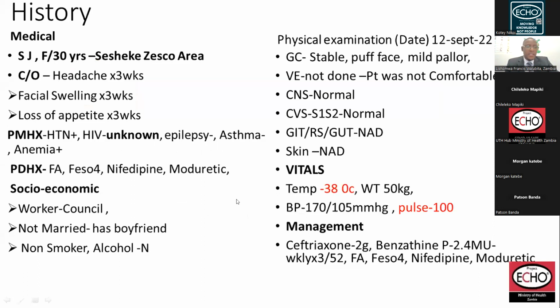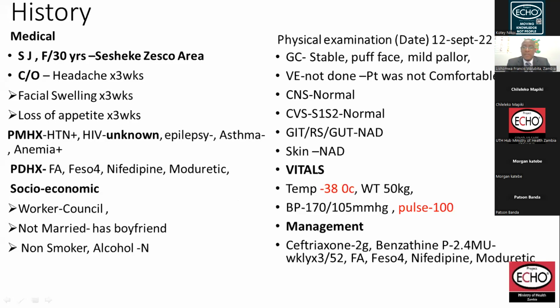The past medical history of this client included hypertension, the HIV status wasn't known, no epilepsy, no asthma, but the patient was anemic. The past drug history was that the patient had received folic acid, ferrous sulfate, nifedipine, and a diuretic. Socially, she is a council worker who is not married but has a male friend, doesn't smoke and doesn't take alcohol.